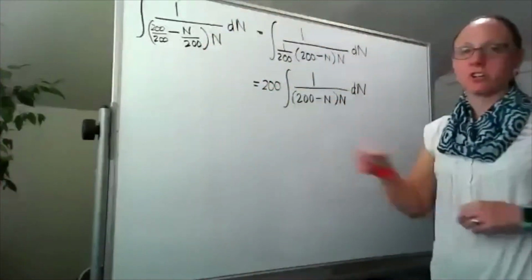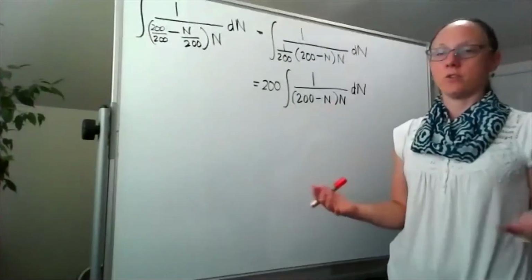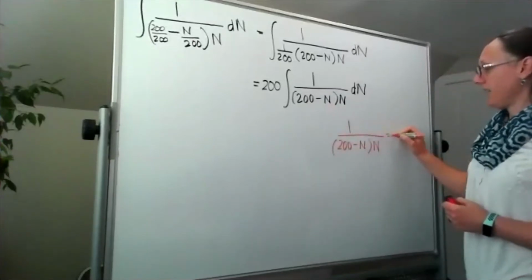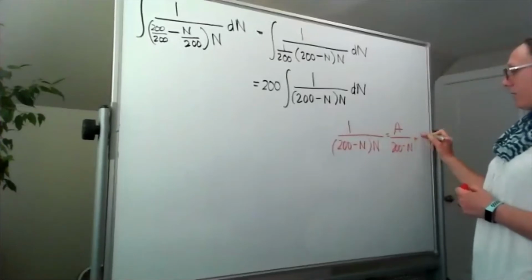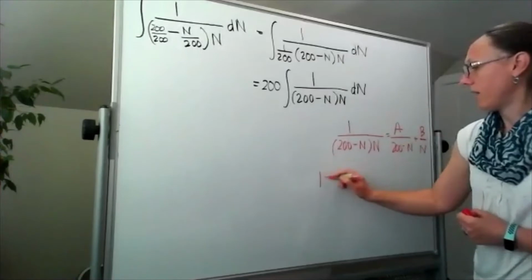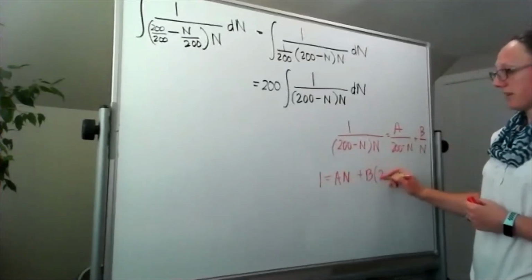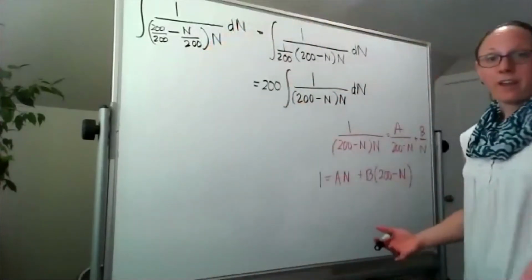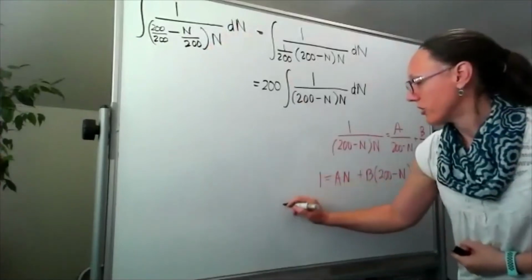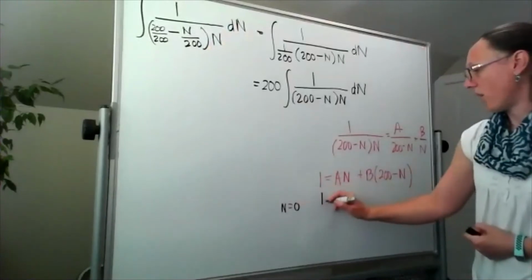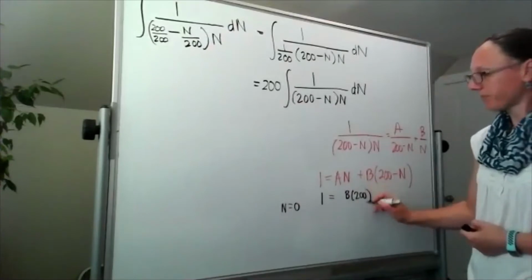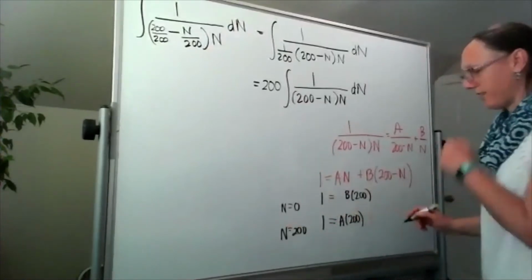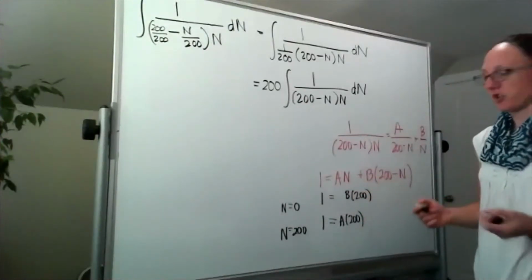I'm going to go pretty quickly through the partial fractions here, but in order to integrate this, I would use partial fractions. So I'm going to have 1 over (200 minus N) times N is equal to A over (200 minus N) plus B over N, or 1 is equal to A times N plus B times (200 minus N). Unlike the partial fractions on the midterm, we've got nice numbers to plug in, no fractions. So I'm going to choose N equals 0. That's going to make 1 equal to B times 200. And if I choose N equal to 200, it's going to make 1 equal to A times 200. So both A and B are equal to 1 over 200.